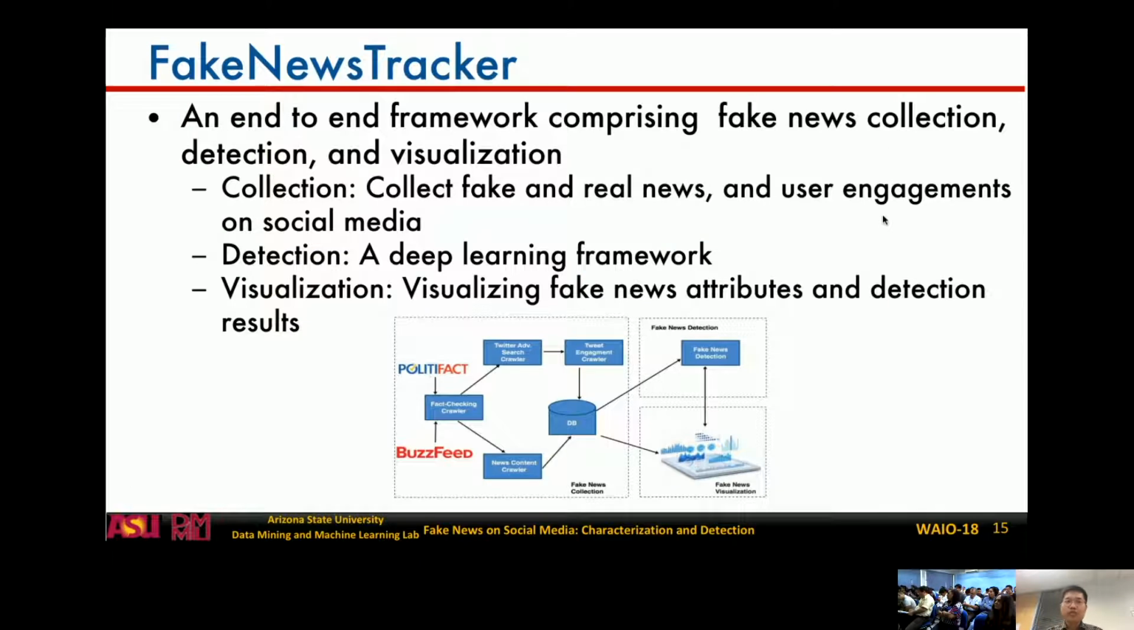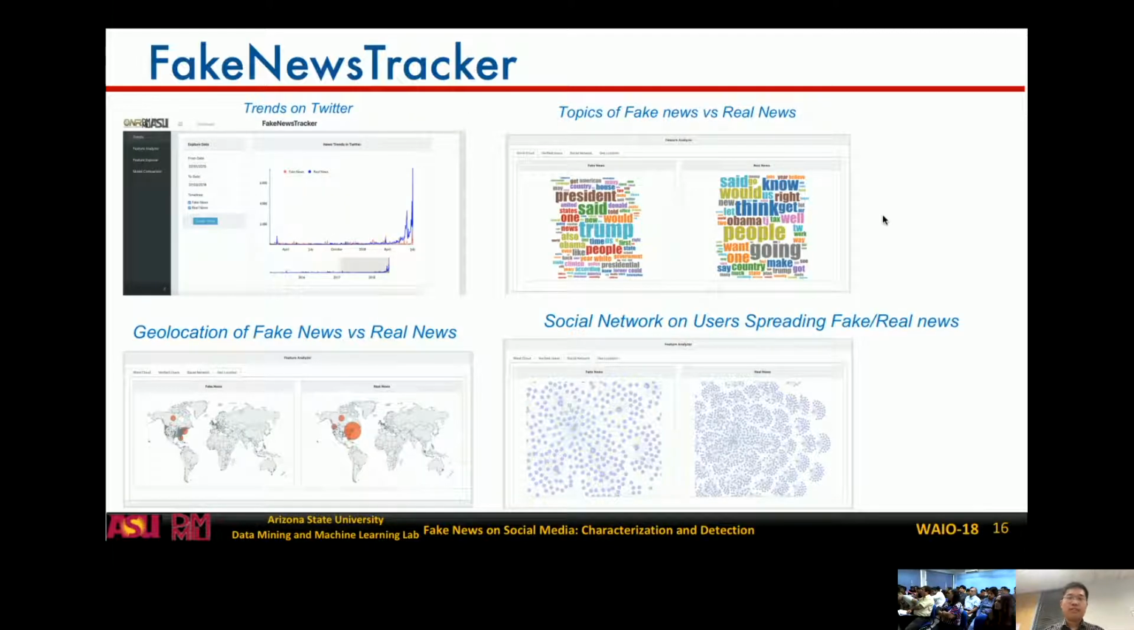Basically, in this tool, we try to build an end-to-end framework which covers fake news data collection, fake news detection, and also visualization. For collection, we have built a tool that can automatically collect fake news and real news periodically from some fact-checking websites, which we think are the most reliable sources for fake news and real news. We can do this automatically in the backend. Then for detection, we develop a deep learning framework which can utilize this temporal user engagement and also the text information to detect fake news. And for visualization, we can visualize all kinds of fake news attributes, and then show the detection result. These are several examples of the interface of our Fake News Tracker, and I will also share the link to this tool.